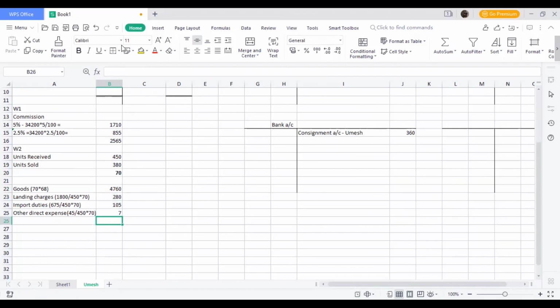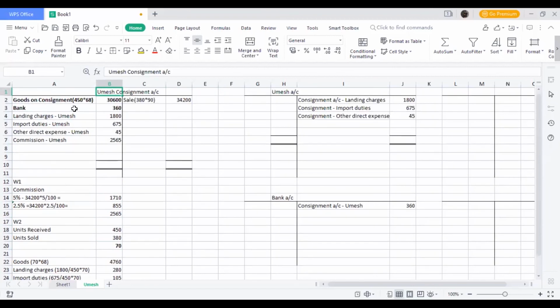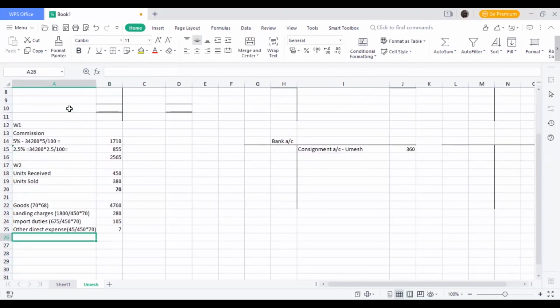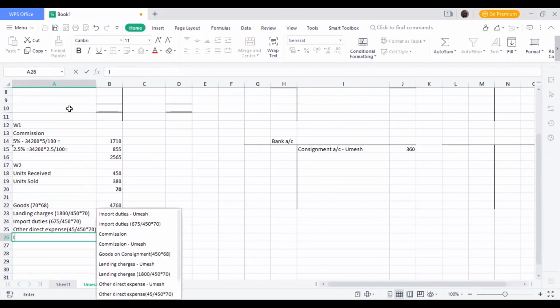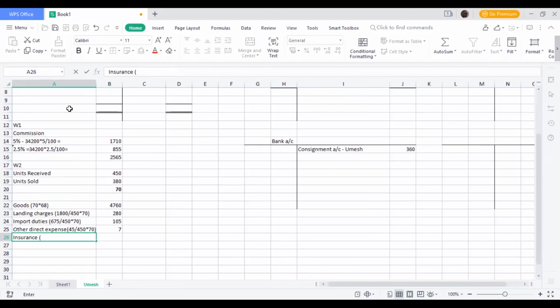5,152. Did I miss anything out of this sum? We have insurance here. We can see the bank amount, freight and insurance this person paid. Who has paid? The person who we say as Ankit. Chang has paid insurance amount 360. So we forgot to take that. So 360 divided by 450 into 70.